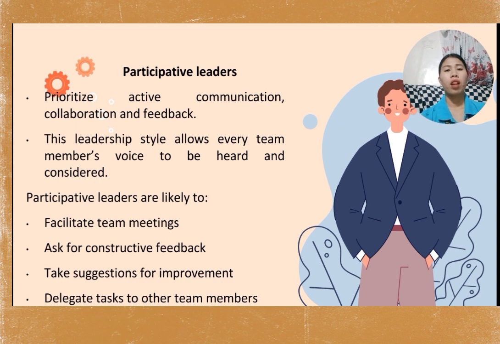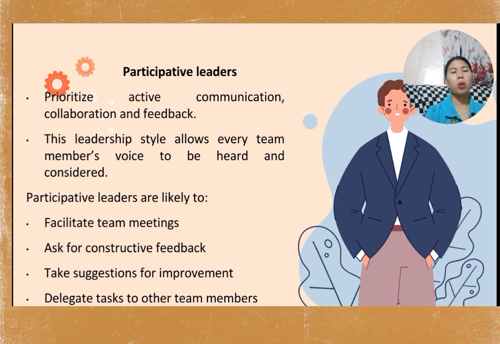They prioritize communication with their team members, collaboration with their team members, and accepting the feedback of their team members. This leadership style allows every team member's voice to be heard and considered. A participative leader knows their team's strengths and weaknesses and assigns tasks accordingly. If you're a participative leader, you must know your members' strengths and weaknesses in order to assign tasks accordingly, fairly, with no biases.